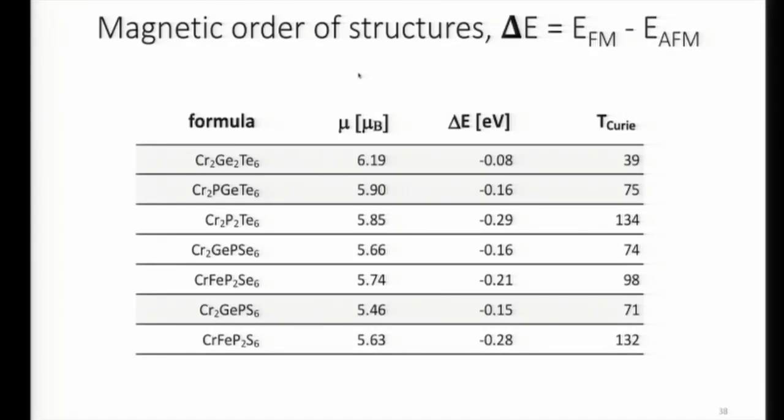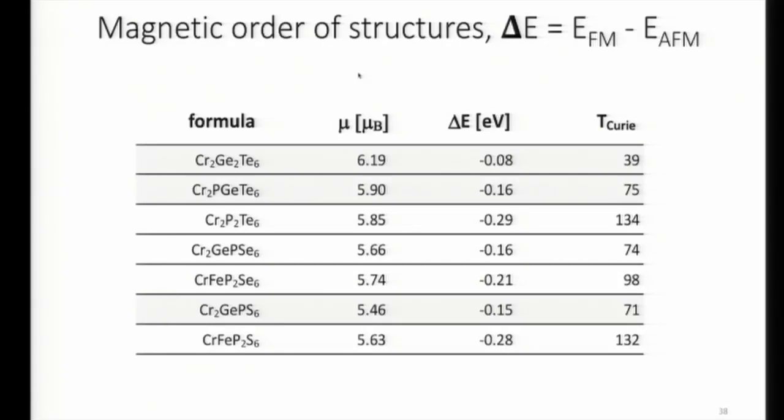This is the value for chromium germanium telluride, about 40 Kelvin, which happens to be what it is in experiments. It could be an accident because these values are really just estimates. So the absolute value isn't so important. What's really important, though, is the relative value of this Curie temperature.